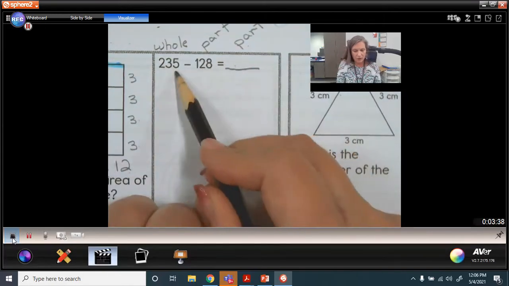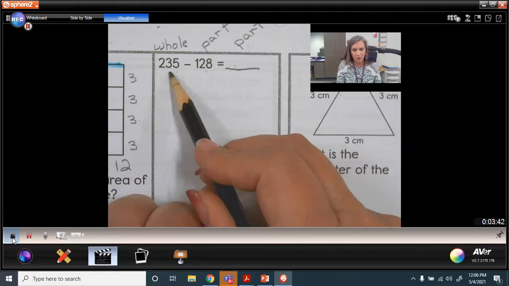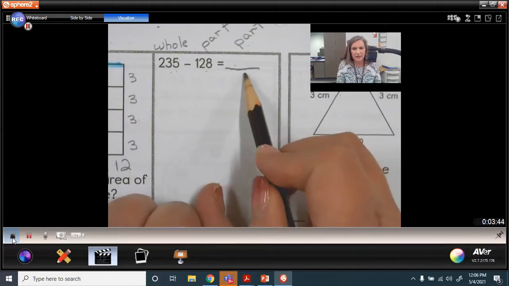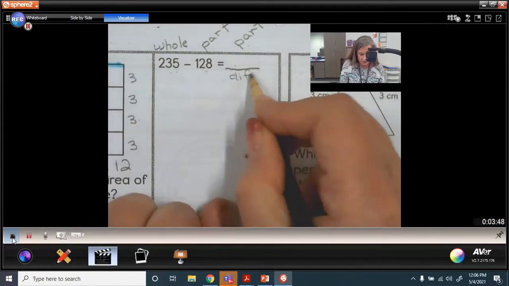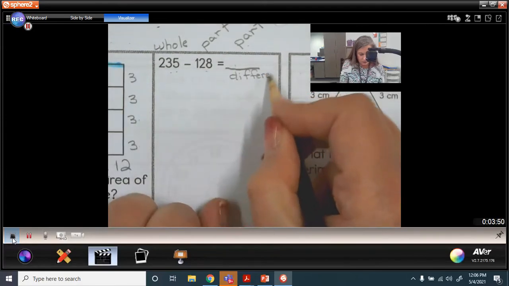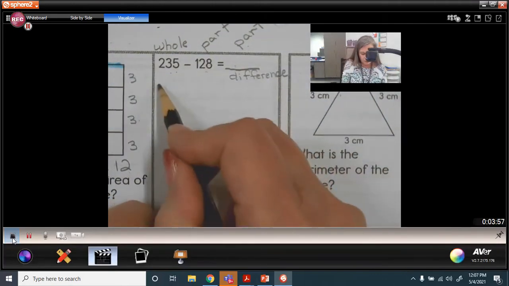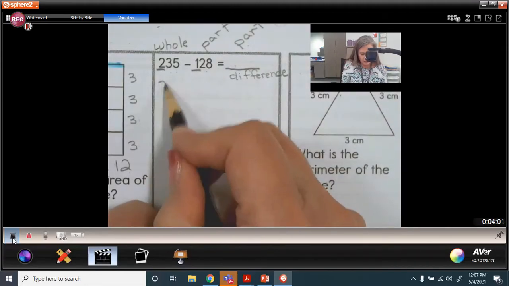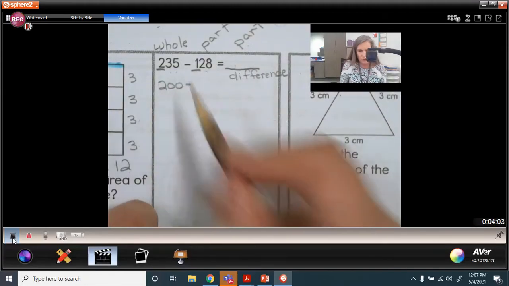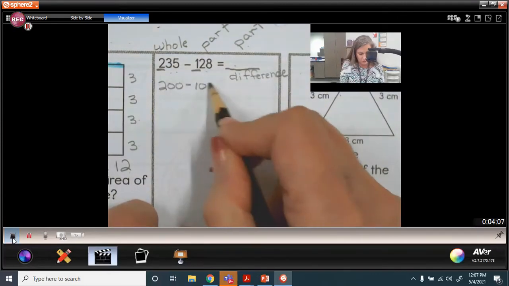So my whole is 235. I'm going to subtract 128 from the whole, and I'm going to find what is different. This is called your difference. Now, let's go ahead and use our place values. So we're going to do this 2 different ways. We're going to start off with the break apart strategy first.